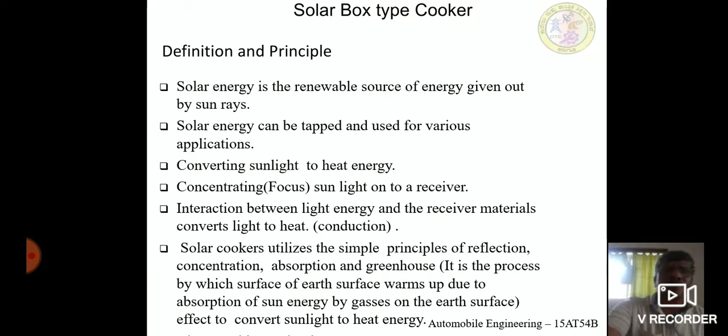The greenhouse effect is very simple. The earth's surface warms up because gases in the atmosphere, like carbon dioxide and even moisture, absorb heat and heat up the earth's surface. The earth's surface becomes heated up. This is known as the greenhouse effect. By using greenhouse gases also, we can get more heat energy. That is called the greenhouse gas effect also.